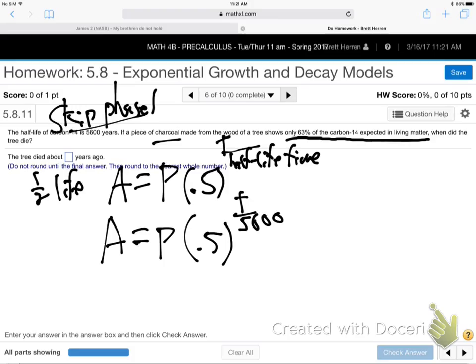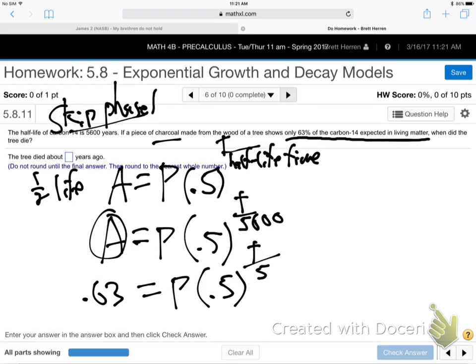Well, what amount is left? Well, 63%, right? The amount left is 63%. Okay, can you solve it there? Let me give you a chance. Solve it.